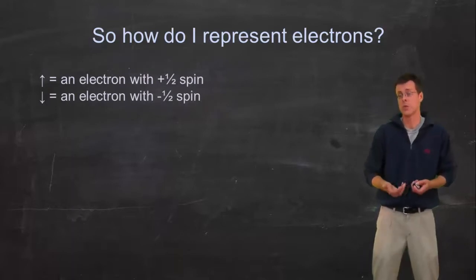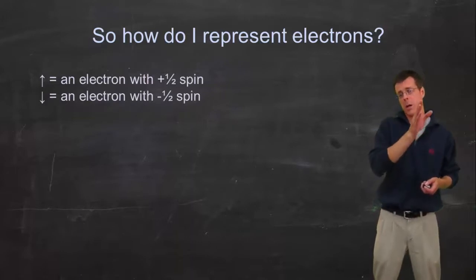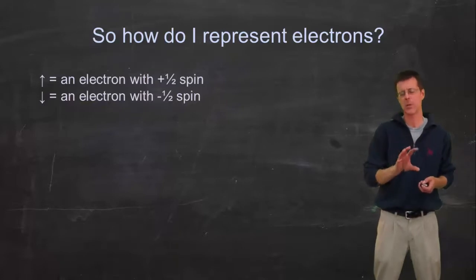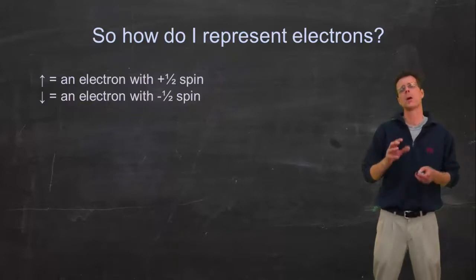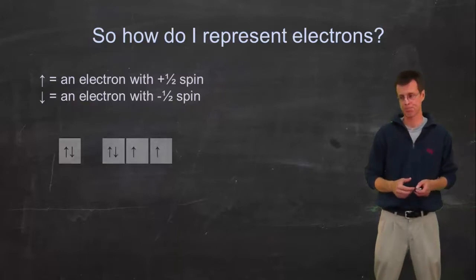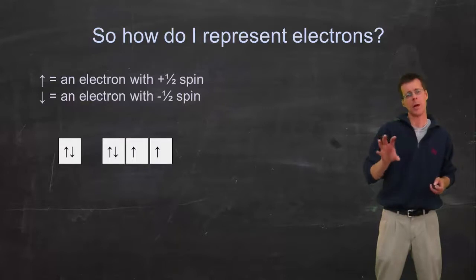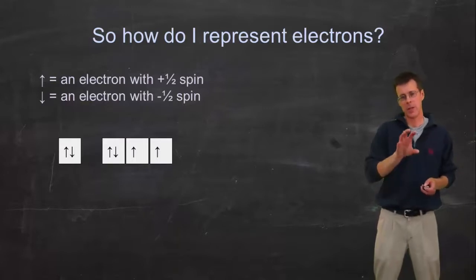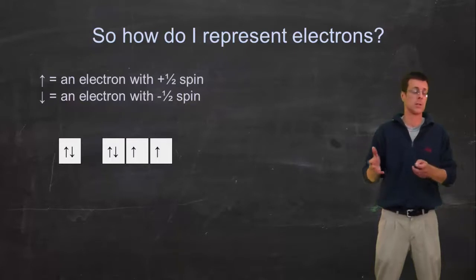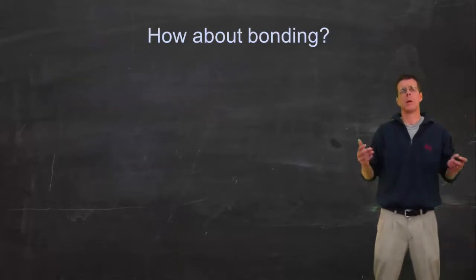Will I know the spin? No. Does it matter? No. So I'm now just representing electrons, not necessarily making a really accurate picture of them, but an accurate enough picture that I can talk about bonding. So my atom might look like this, where I've got 2 electrons in the s orbital, and then I've got 2, 3, 4 electrons in the p orbital, or L equals 1. Okay, how do we turn that into bonding?